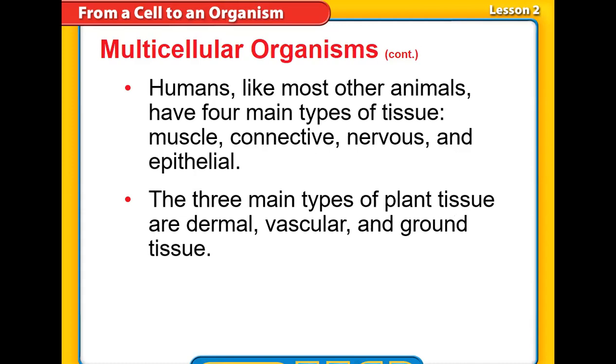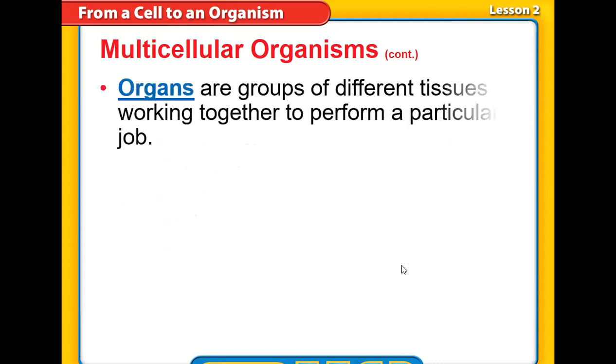Vascular tissue is like the blood vessels in humans. The vascular tissue, xylem and phloem, carries different materials and nutrients inside the plant. And ground tissue fills most of the space of the plant. That means the tissue that fills the different spaces between the different cells inside the plant.